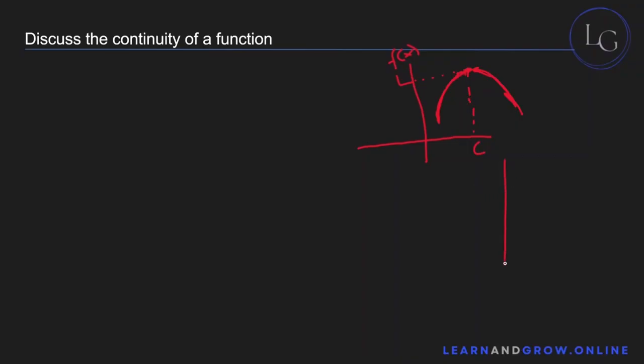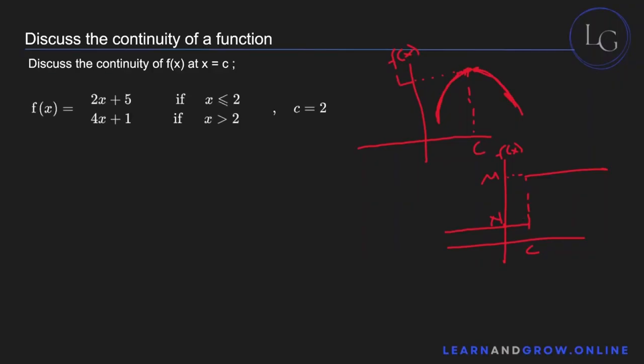But if you now look at this function over here, at this particular x point, let's say this is c as well, and let's say this here is M and this is N. You can see that there is a discontinuity at c, because from the left hand side it approaches N, but from the right hand side it approaches M, and this is the discontinuity at c. So this is just a brief explanation of what a discontinuity is. Now the question states that we have to discuss the continuity, so we have to tell if the function is continuous or discontinuous at x is equal to c.